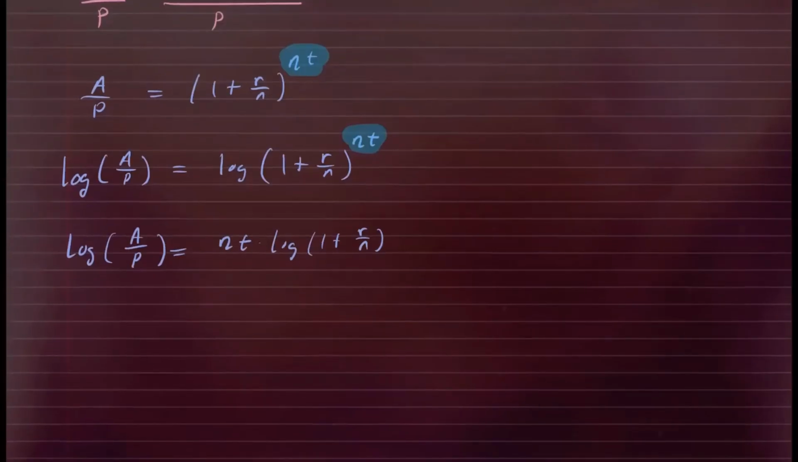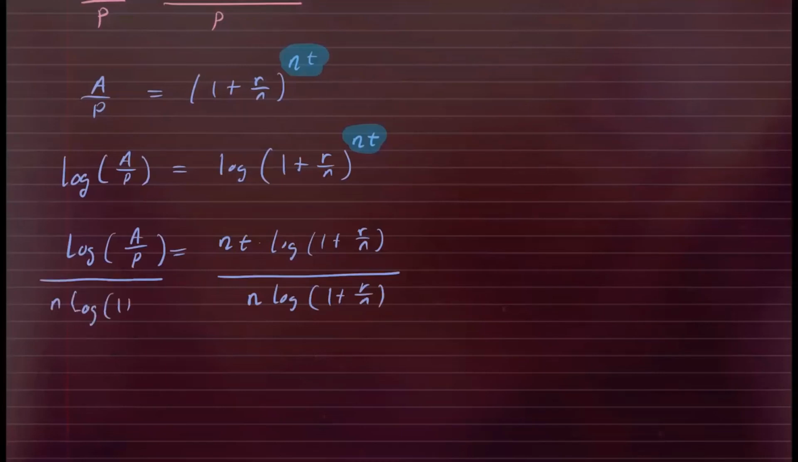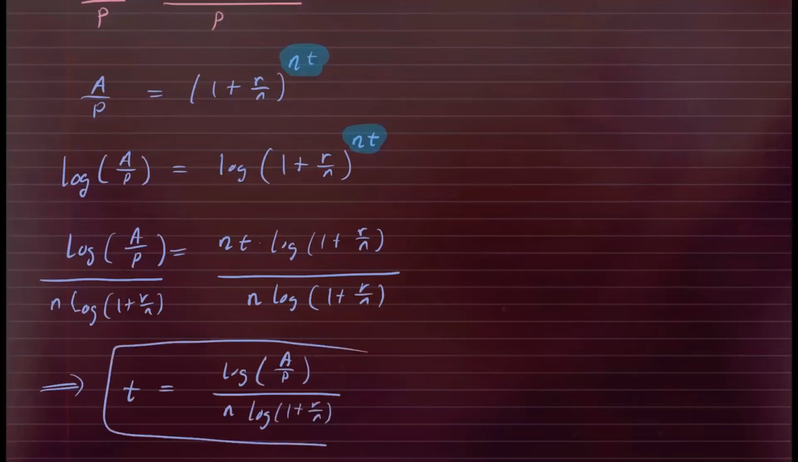And now how do we solve for t? Well, we know t is trapped between logarithm and that number n, so we divide. This will give us t isolated. So divided by n times log of 1 plus r over n on both sides. So this is n times log of 1 plus r over n. So what is time? So time is about log of A over P over n times log of 1 plus r over n.